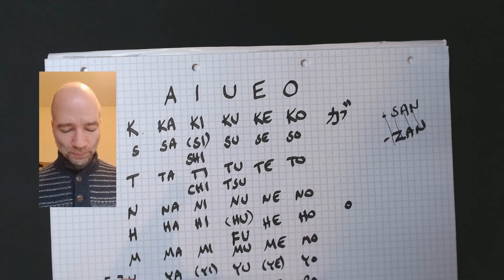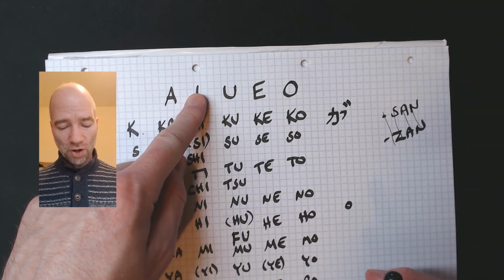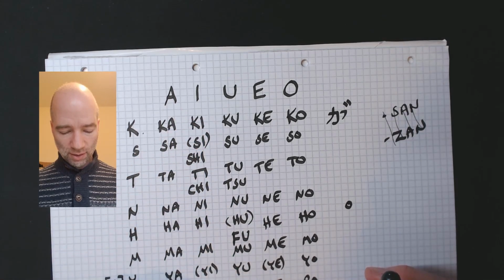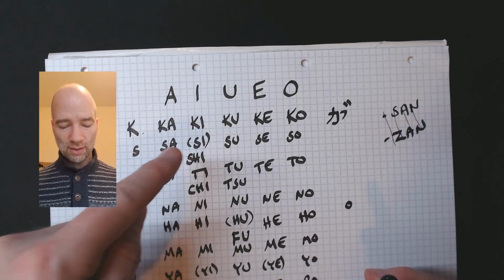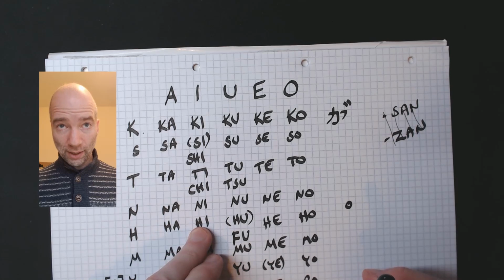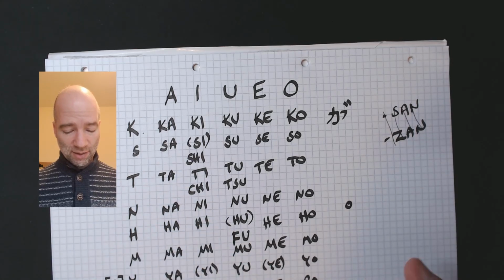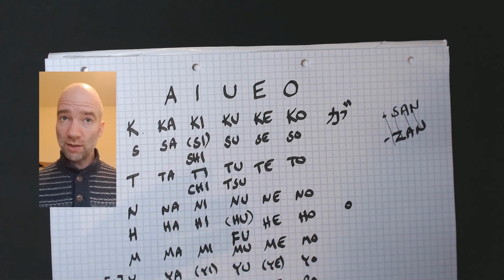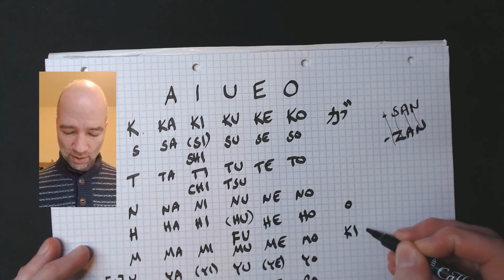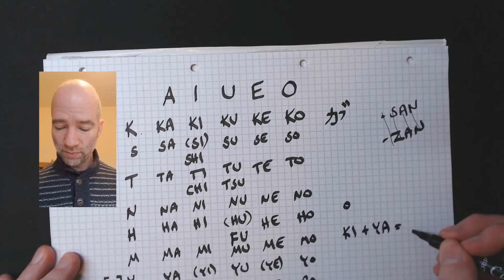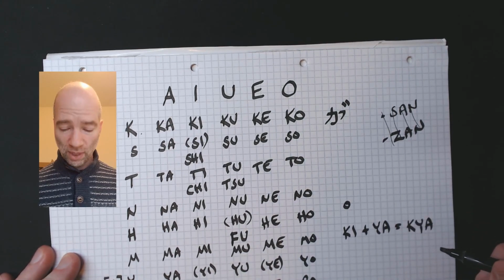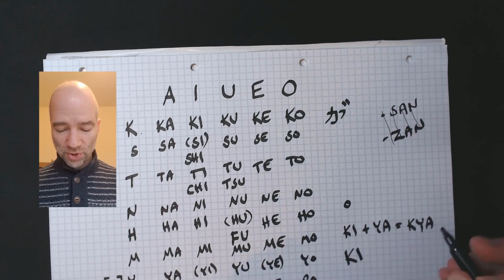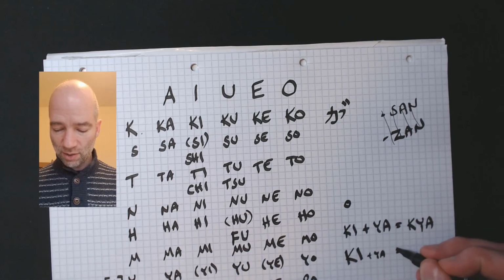If you take something from the I column here, so ki, shi, chi, ni, hi, mi, ri, gi, ji, ji, bi, pi, and you add a ya, yu, or yo, it becomes still a syllable. If you imagine we have ki plus ya equals kya. And when you do this, you would write the character for ya, yu, and yo smaller. So it is a big ki, normal size, plus a small ya character equals kya.